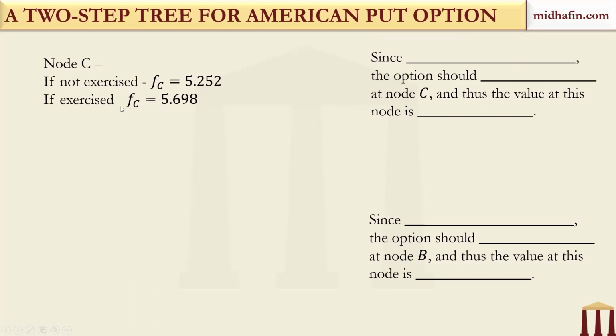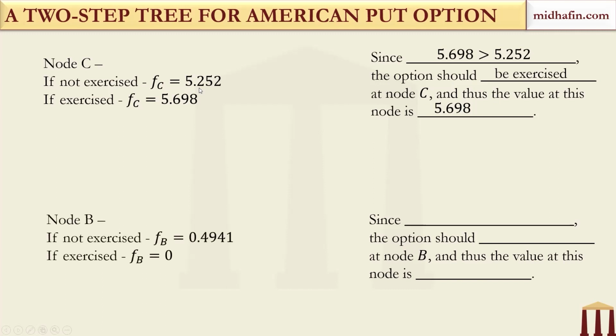And in the previous slide, we saw that if I exercise the option at node C, my payoff will be 5.698. So since 5.698 is actually greater than 5.252, the option will be exercised at node C, and the value of the option at node C will be 5.698 and not 5.252. So the backward inducted value of the option is discarded here.